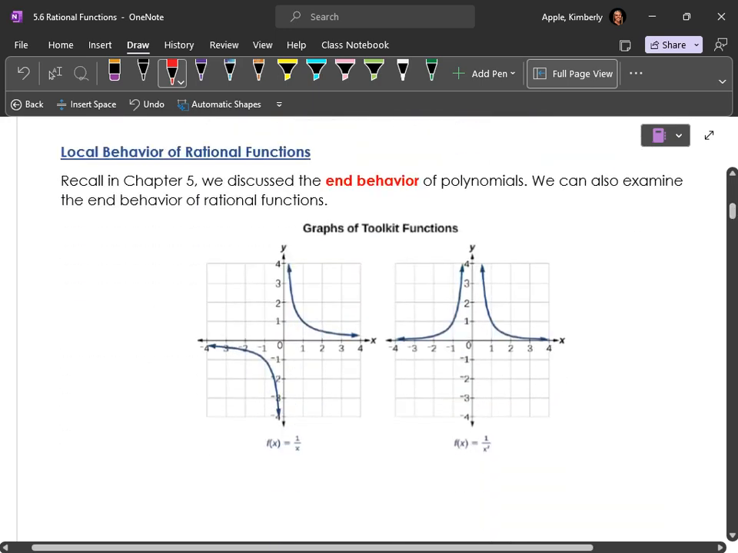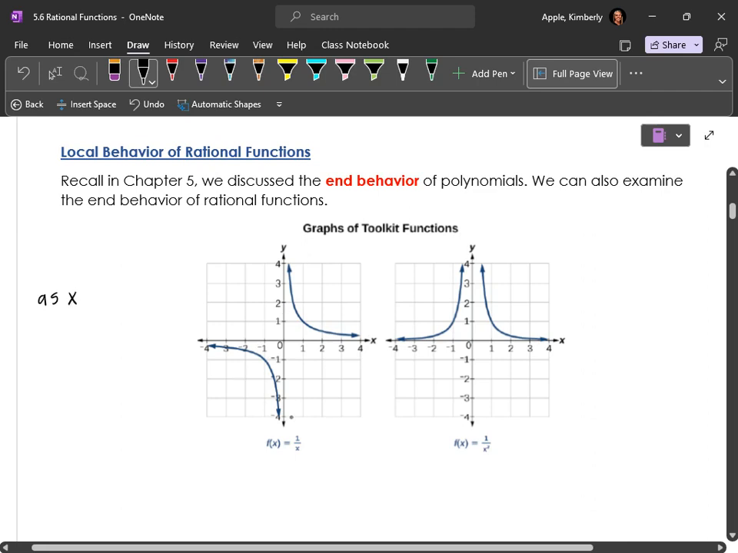We also learned earlier in this chapter about the end behavior of polynomials. And so we also have end behavior for rational functions, so let's talk about that here. Remember, the end behavior is what happens as the x values get really, really large to the left and as they get really, really large to the right. And we write that in arrow notation.